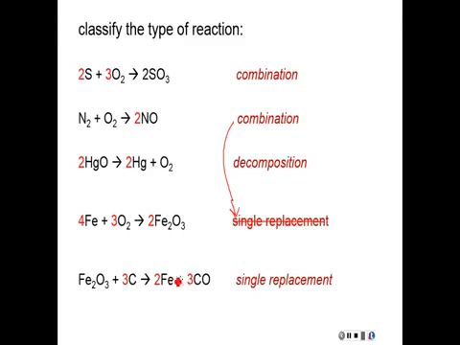Here we go. And then for the last one, we have iron oxide reacting with carbon. And you notice the carbon has replaced the iron. And so the carbon is now forming carbon monoxide. So that's a single replacement reaction. And that's going to be it for this video.